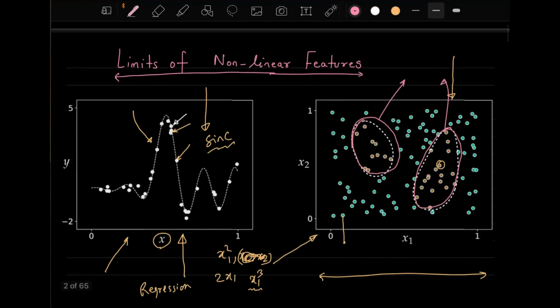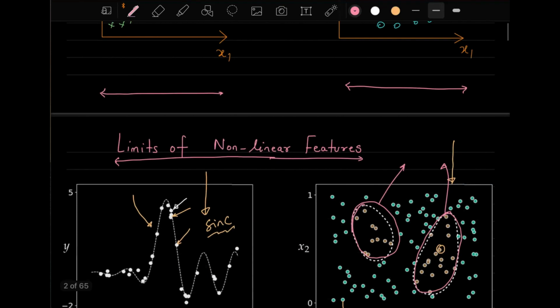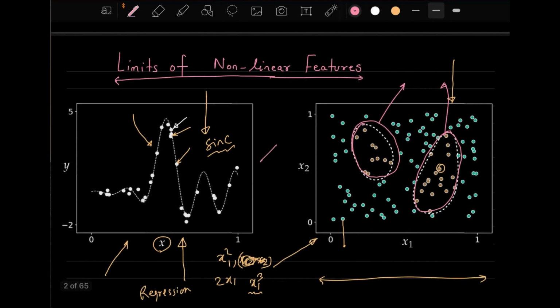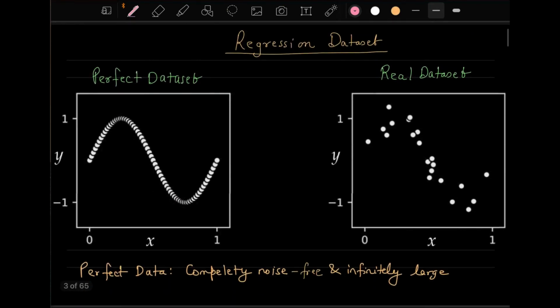Humans can only understand, in some way or the other, simplistic nonlinear features like this or this, but not the advanced nonlinear features like this. So this slide shows the limits of the human mind in understanding what kind of features it can really work around to create simplistic regression or classification tasks. Once this is over, let me move you to another slide.